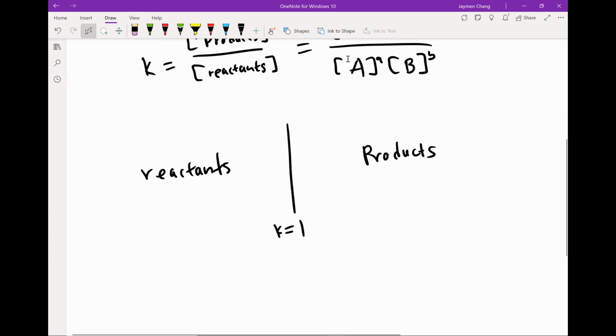Now if K is greater than 1, we're going to lie towards the product side. And if K is less than 1, we're going to lie towards the reactant side. Okay, does that make sense for everybody? Just let me know in the chat. It's all good.